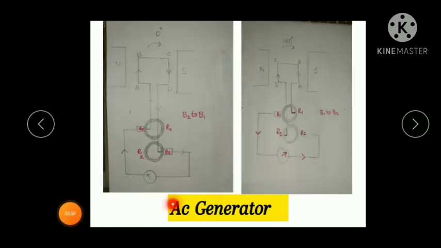So we already learned, in an AC generator, during the first half rotation, the current flows from brush B2 to B1, and during the next half rotation, the current flows from B1 to B2. That is, during every half rotation, the direction of current changes. That is why we get alternating current from a generator.